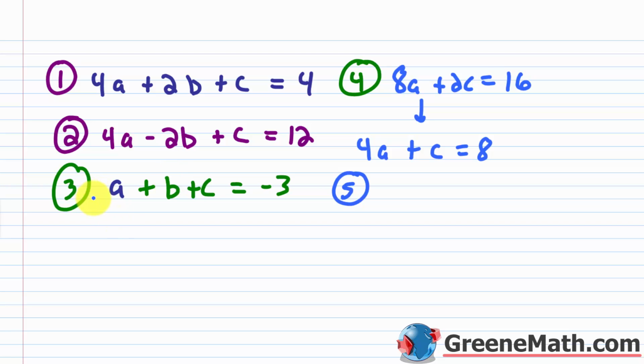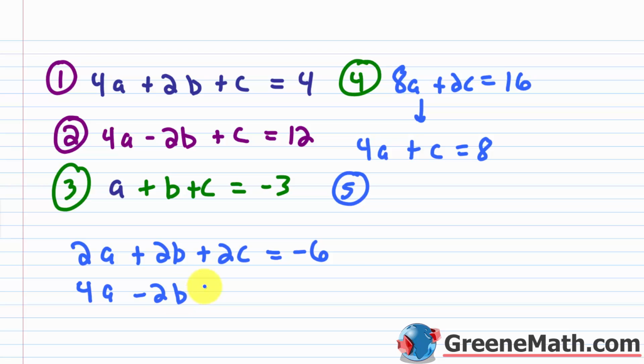If I multiply equation 3 by 2, I'd have 2a plus 2b plus 2c equals -6. Again, I just multiplied everything by 2. Then I keep equation 2 as is, so 4a minus 2b plus c equals 12. Okay, so let's go ahead and add the left sides, and set this equal to the sum of the right sides.